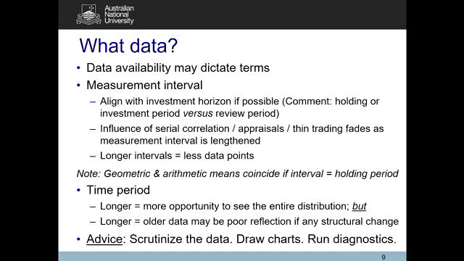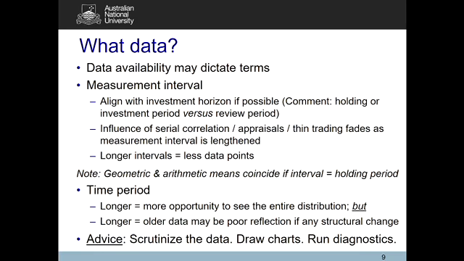Think about the influence of serial correlation, appraisals, and thin trading. Remember, the issue with particularly appraisals and thin trading is when you've got a data series that doesn't show a change in value, but it's only because it hasn't been traded or the appraisal hasn't happened. Right? It might be that the value of an asset class is going up and down all the time, but because it's not being traded, or because someone isn't coming in to record its value, it's not actually showing in the history.